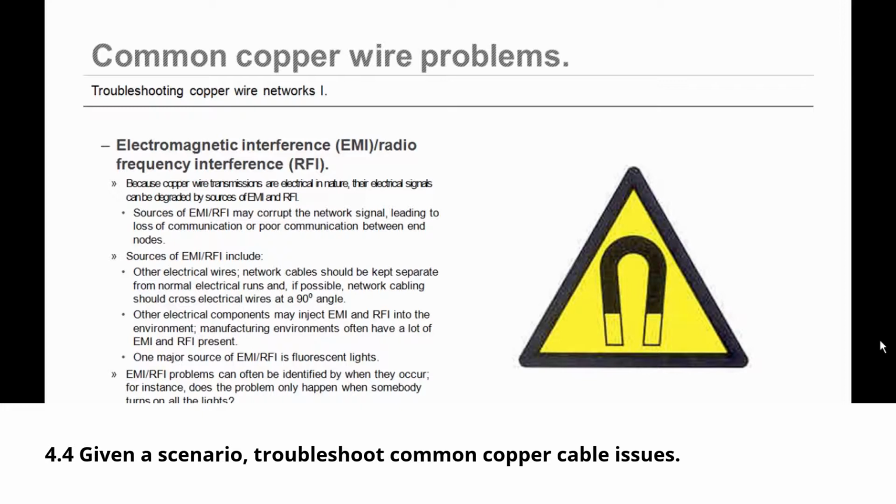Manufacturing environments often have a lot of EMI and RFI present. Another major source of interference is fluorescent lights. Interference problems can often be identified by when they occur. For instance, does the problem only happen when somebody turns on all the lights? The solution may be to move from UTP to STP or to reroute the network cables to avoid the source of the EMI or RFI.